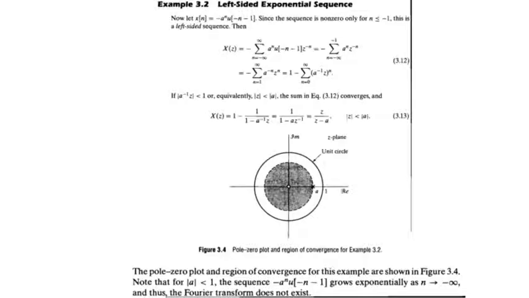So this example is basically of a left-sided signal, and this left-sided signal is exponential. You know that in order to find the Z-transform or Fourier transform, we must sum the signal. So this is the signal x of n equals minus a raised to power n u of minus n minus 1. This signal is basically starting from minus 1 and going towards minus infinity. Okay, so how can we take the Z-transform? This signal is non-zero only for n less than or equal to minus 1, as I've shown you here.